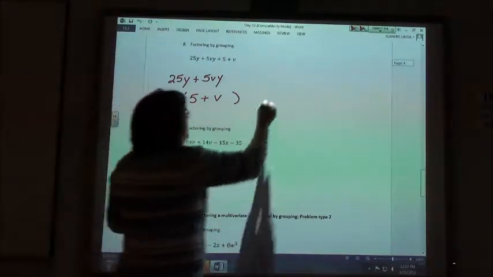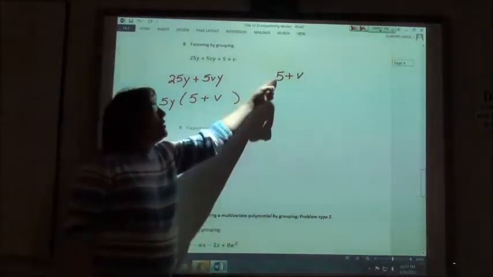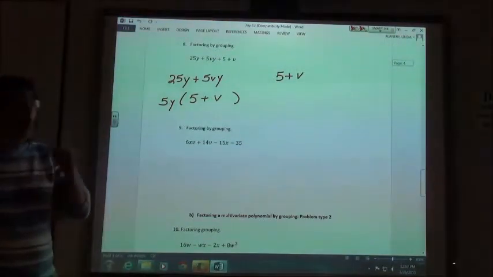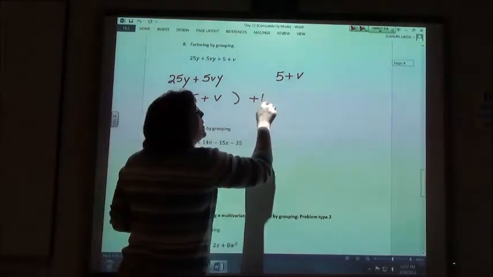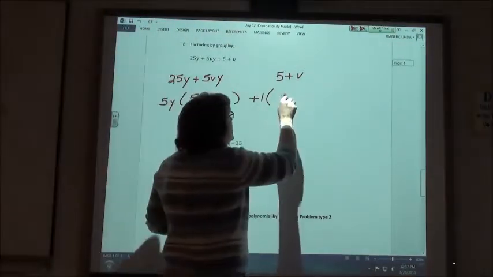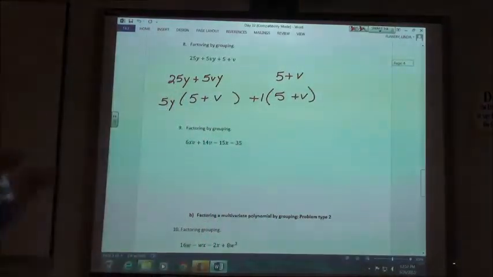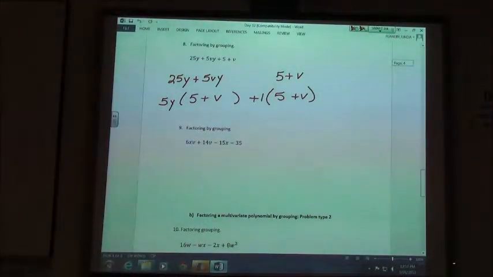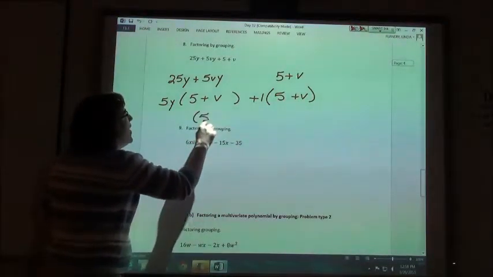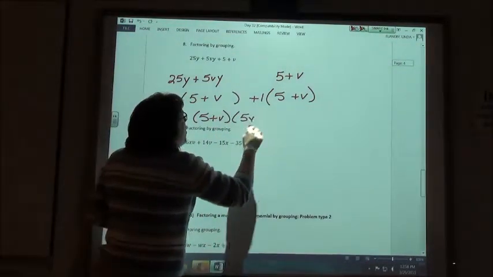Now you'll happen to notice my other two terms are 5 plus v, but you still want to think about what do you divide 5 by to get 5? 1. So I'm going to have a plus 1 in front of my parentheses. 5 divided by 1 is 5, v divided by 1 is still v, but you have to get that second term to put in your parentheses. So it's a 1 if you have it. And so my common factor, 5 plus v. My other factor, 5y plus 1.